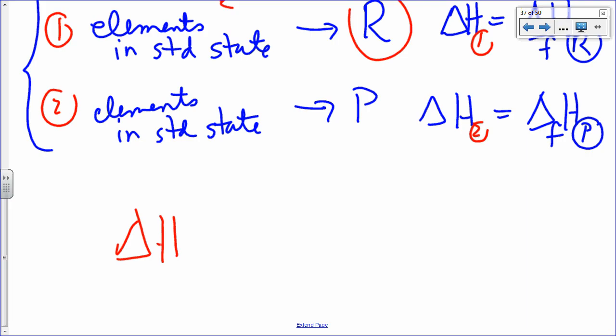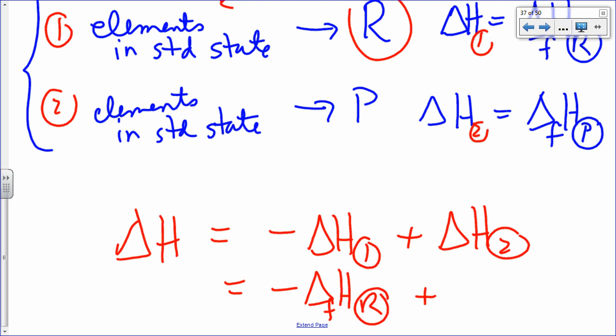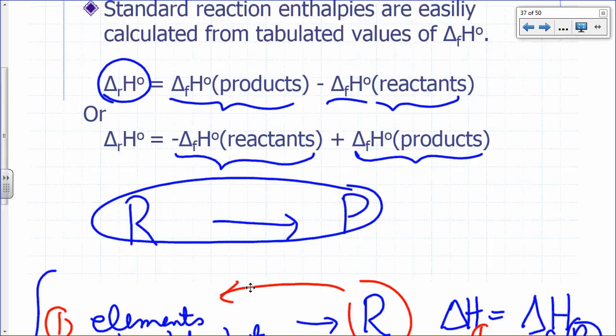And then I combine the two. So in other words, I can say that my overall delta H is just negative of delta H1 plus delta H2. But what is negative of delta H1? That's the delta H formation of my reactants, and delta H2 is just the delta H formation of my products. So you can see where that formula comes from. It's the delta H formation of products minus the delta H formation of reactants. That's really just an application of Hess's law, which is just an application of the fact that enthalpy is a state function.